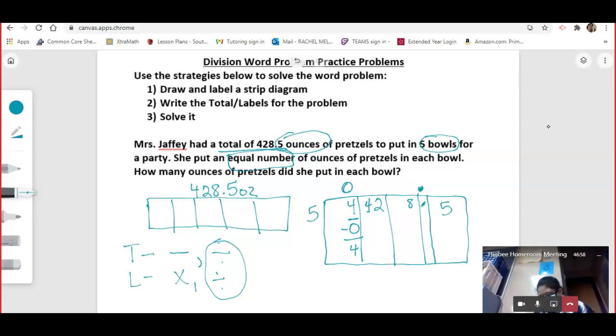So how many groups of 5 can I get out of 42? 8. Do you guys agree with Brandon? What's 8 times 5? 40. What's 9 times 5? 45. That would be too much, right? So I agree it's 8 groups. And since 8 times 5 is 40, that's what I subtract.